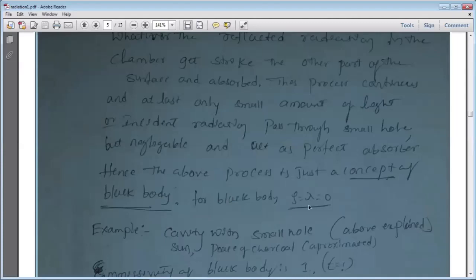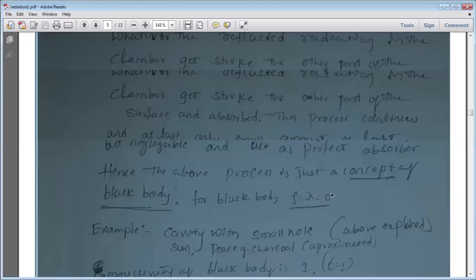For the black body, remember, this is very important. Rho is called the reflectance or reflectivity, and tau is called the transmittivity. Reflectivity and transmittivity are equal to zero for the black body because it absorbs all types of radiation. So maximum absorption takes place in a black body.